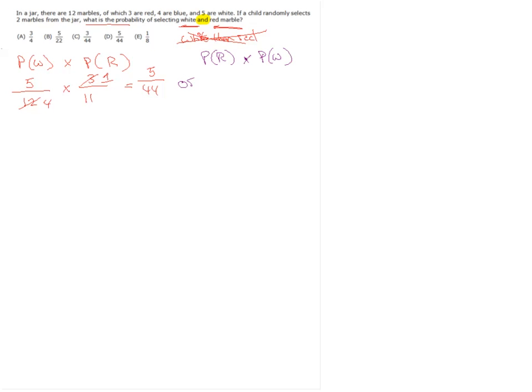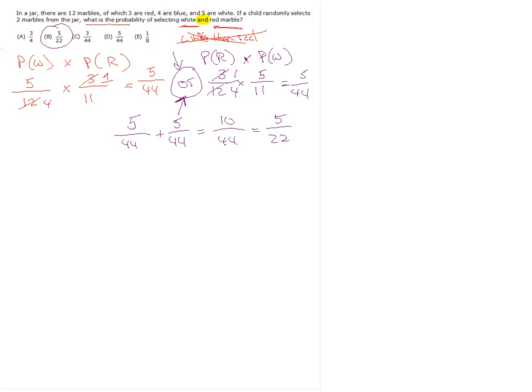And just to prove that, we can say probability of red for the first selection is 3 out of 12 times probability of white is 5 over 11. If we reduce, this becomes 1/4. Notice once again 5 over 44. Remember what I said, when the word or is used, you add. So 5 over 44 plus 5 over 44, excuse me, that should be not 55, but a 5, is 10 over 44, or 5 over 22, which is answer B.